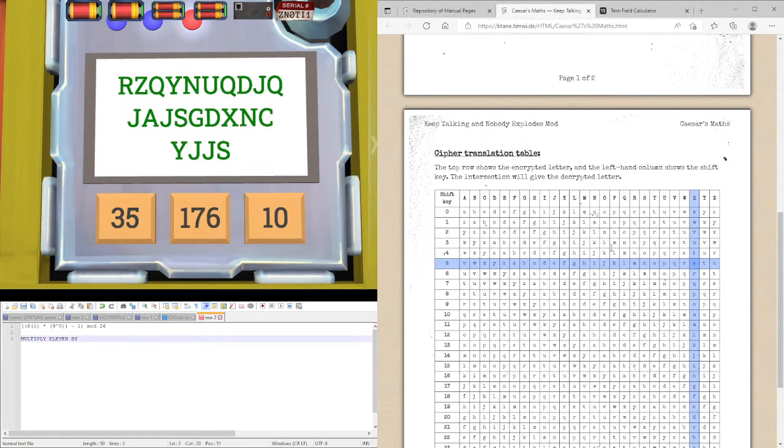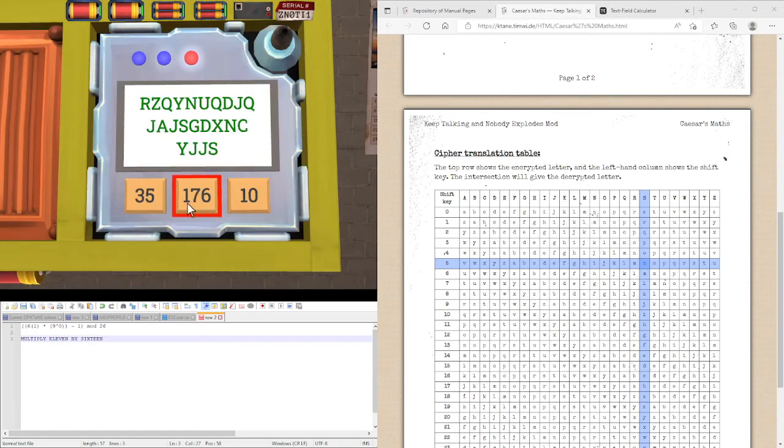X, which is S. N, which is I. C, which is X. Y, which is T. Double J is EE. And then S is N. So our question is, multiply 11 by 16.